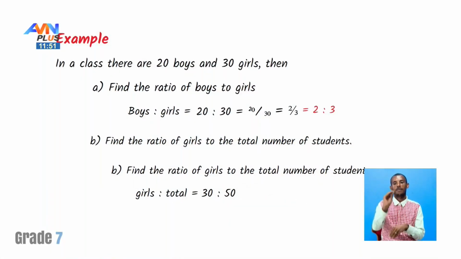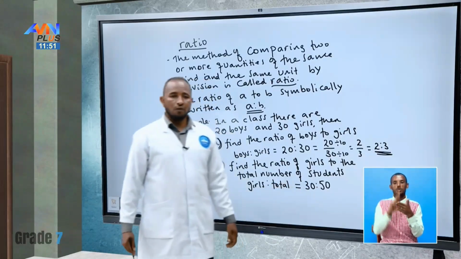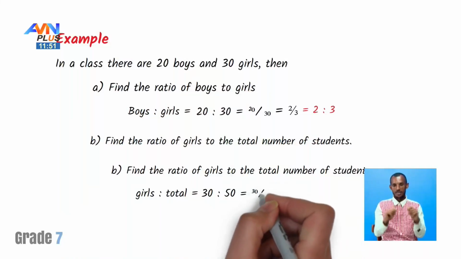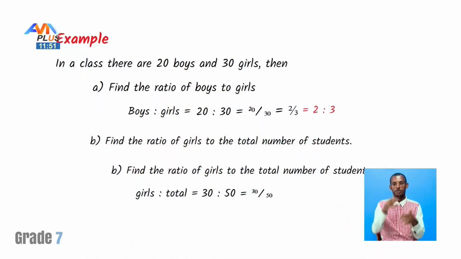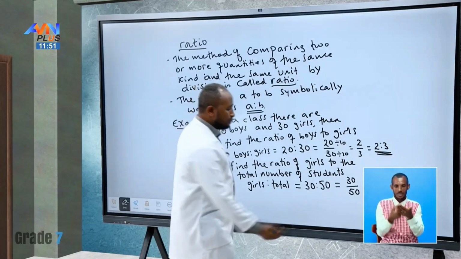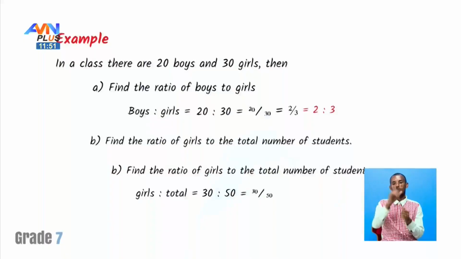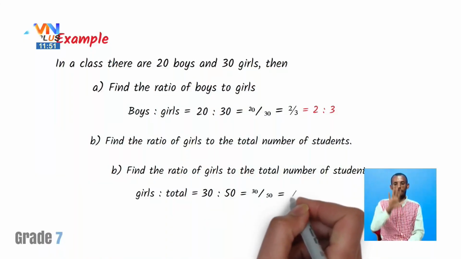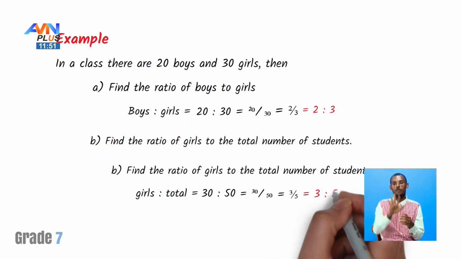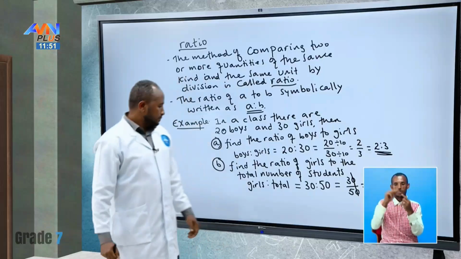This is the ratio, but I have to write this ratio in simplest form. So first let's write in fraction form, 30 over 50, and to convert this into lowest term, simply you divide by 10 or cancel out the zeros, and you have 3 over 5, and the ratio becomes 3:5. This is it. Now let's continue to the next part.